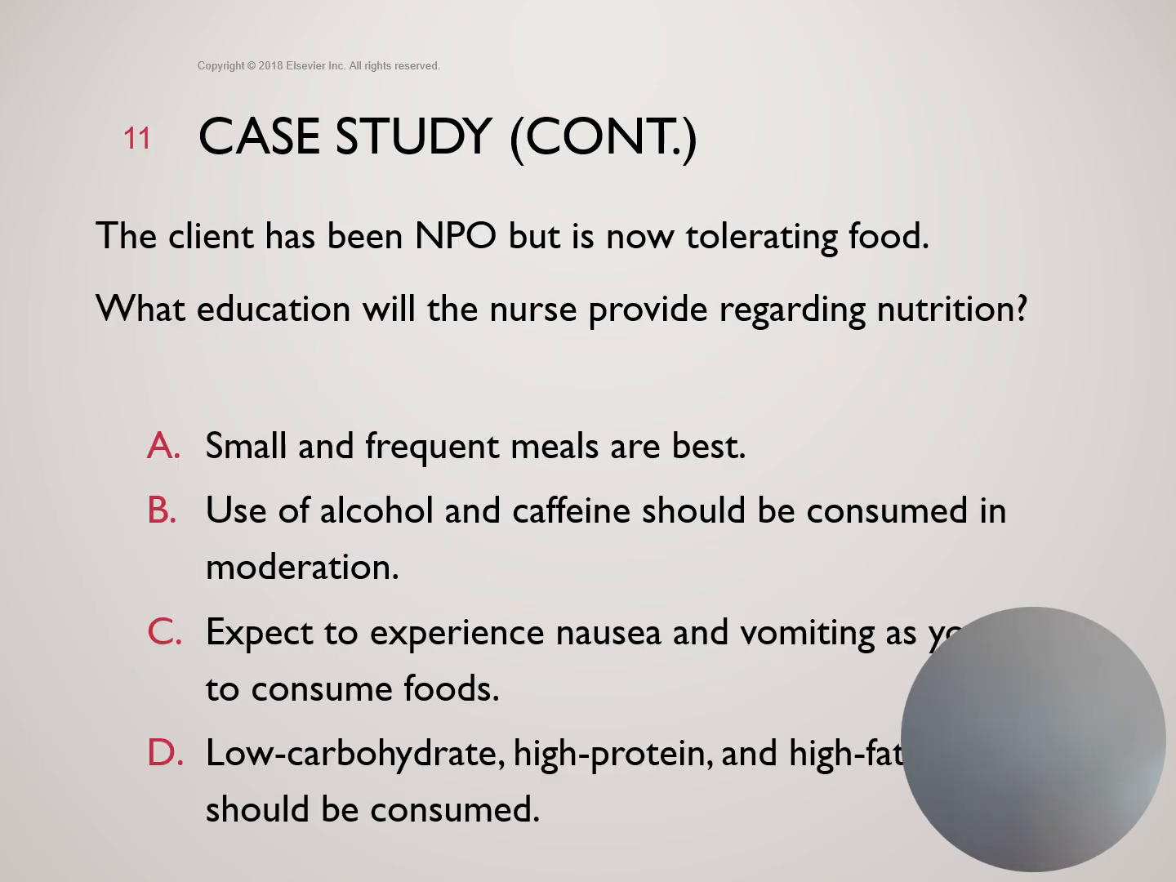The client has been NPO but is now tolerating food. What education will the nurse provide regarding nutrition? Do we do small frequent meals? Do we use alcohol and caffeine to be consumed in moderation? Would we expect to experience nausea and vomiting as the client begins to consume foods? Or would we expect low carbs, high protein, and high fat as the diet that should be consumed? The correct answer is A.